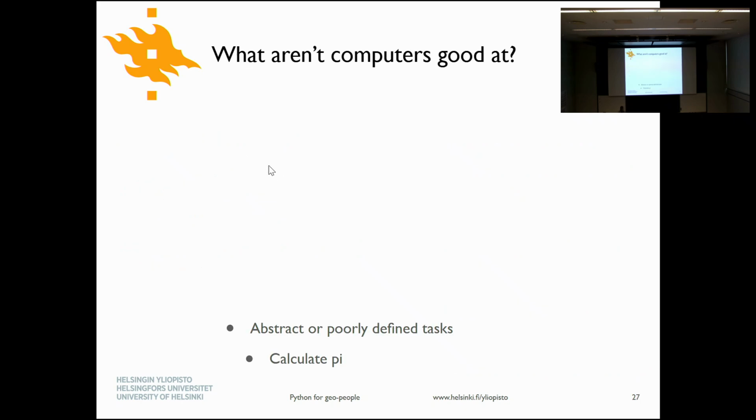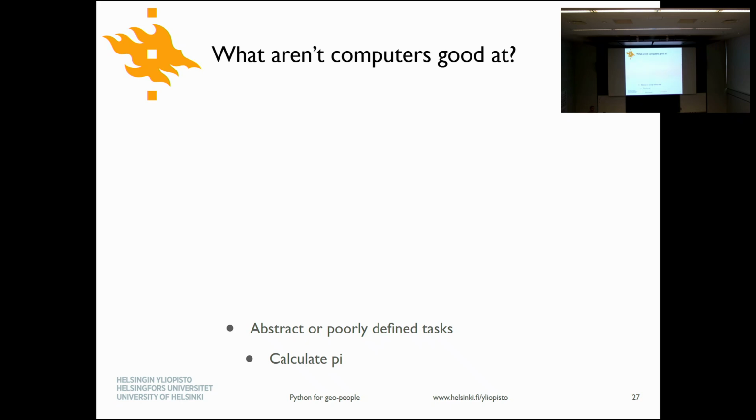So what are computers not good at? Some of you mentioned that they don't have emotions. That's very true. But also they're not good at abstract or poorly defined tasks, as I said. If you ask the smartest programming language to calculate pi, without providing the pi value or instructions on how to calculate pi, it's not going to perform.